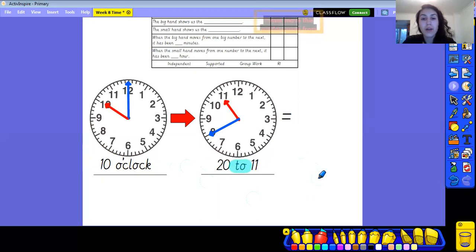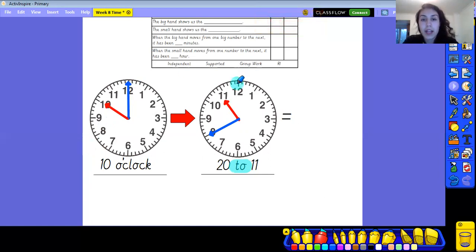this word here tells us that it's not been 11 o'clock yet. It's going to 11, but it's not there yet. So actually it's still in that 10th hour. So from 10 o'clock, it's gone all the way around and the minute hand has stopped here. But remember, it's not continued to 11 o'clock yet. It's not gone past 11 o'clock.